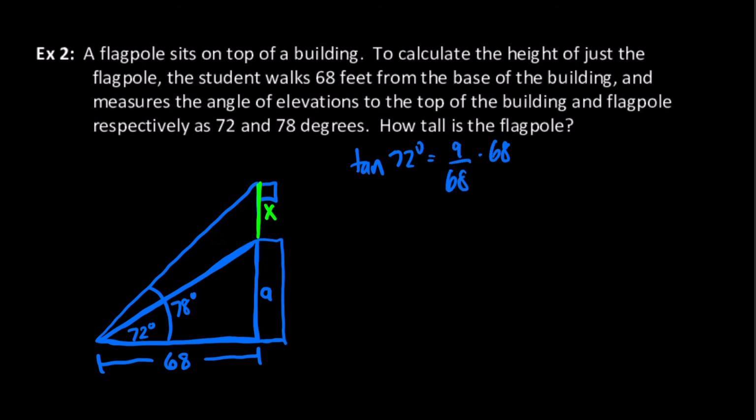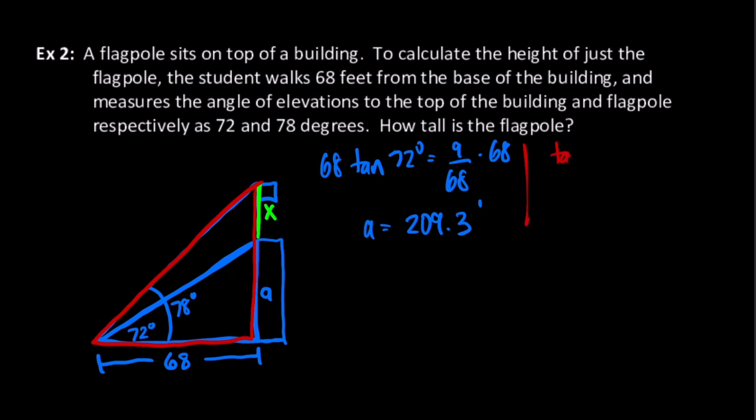Multiply both sides by 68. A equals, let's see what I get here, 209.3 feet. Okay, I'm just double checking my calculator. Next, I've got this right triangle. That's the height of the building and the flagpole. It's the same equation except we're swapping 78 for 72.